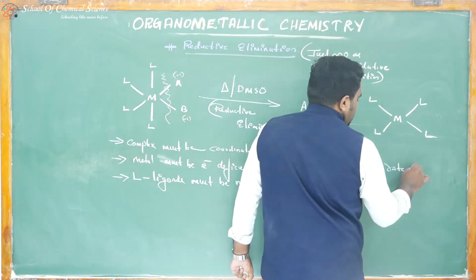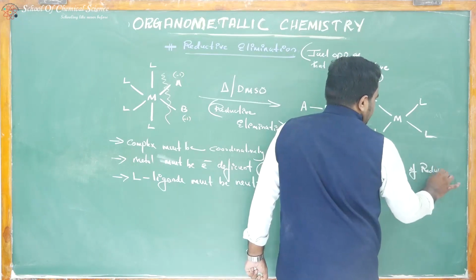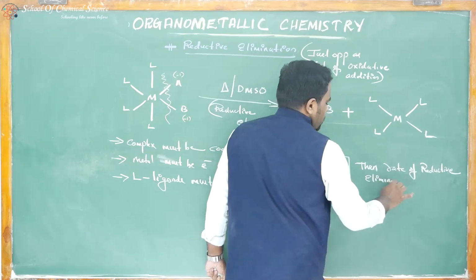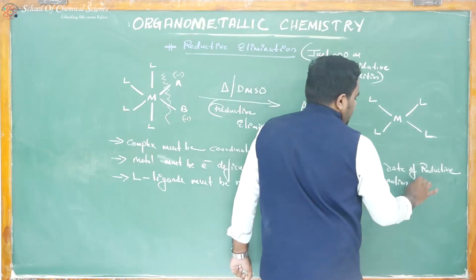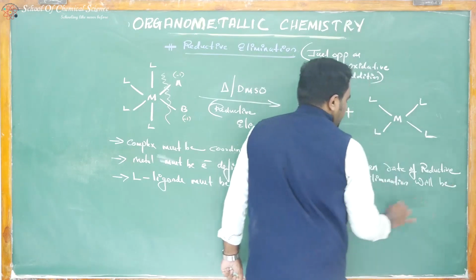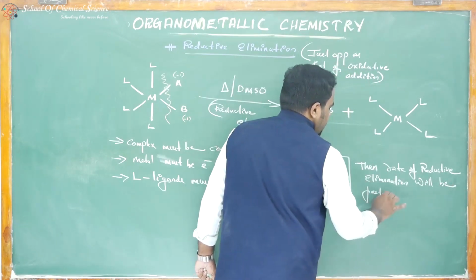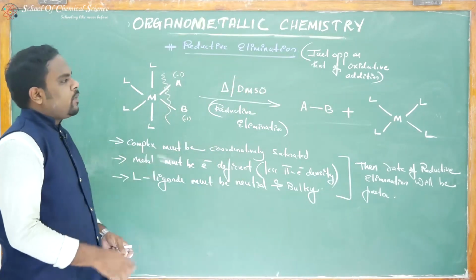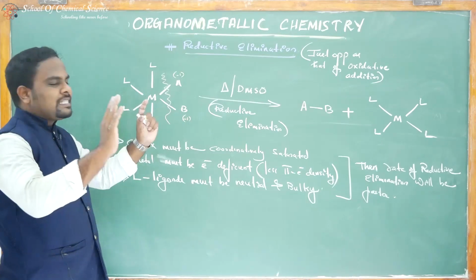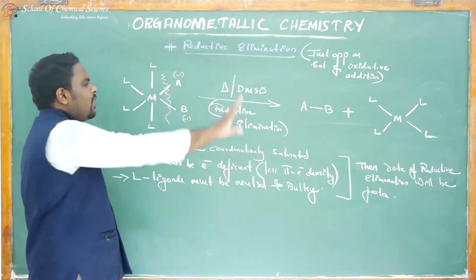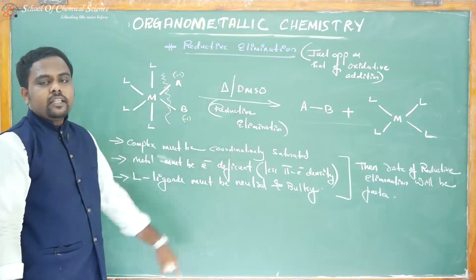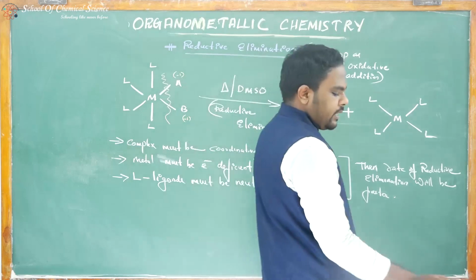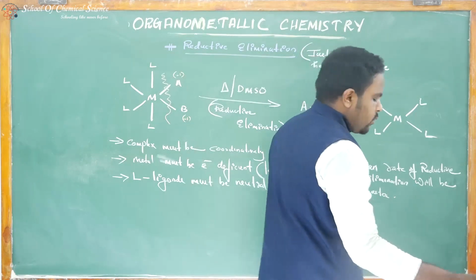Then the rate of reductive elimination will be faster. So these three points. Now I think you have an idea what reductive elimination is. Two anionic ligands are eliminated when you are heating in the presence of a solvent like DMSO. Okay, then please listen.